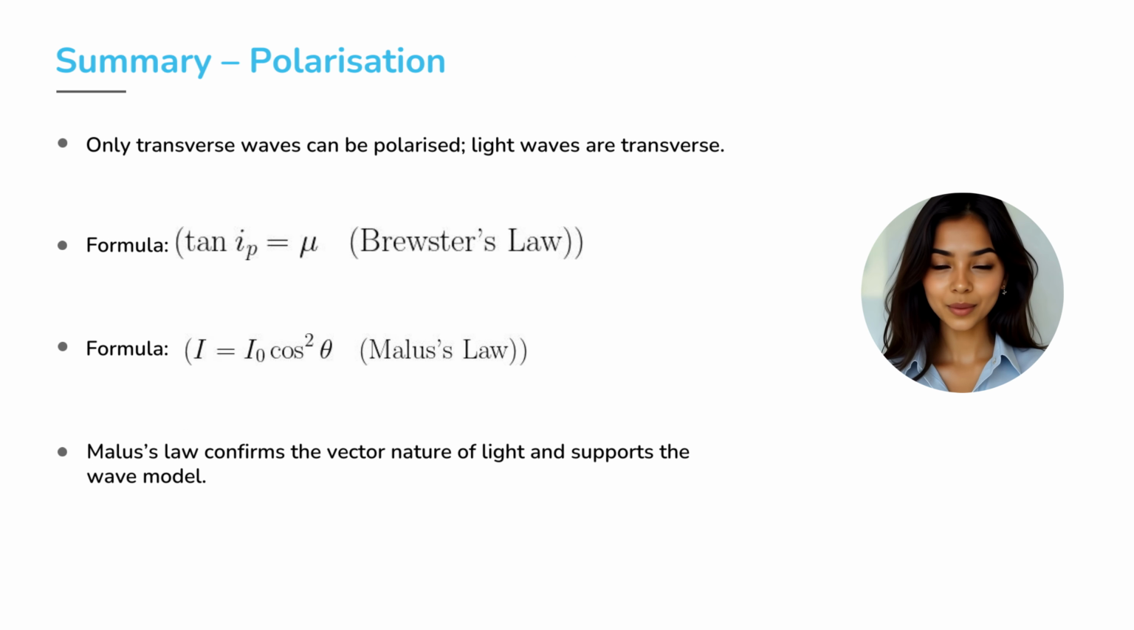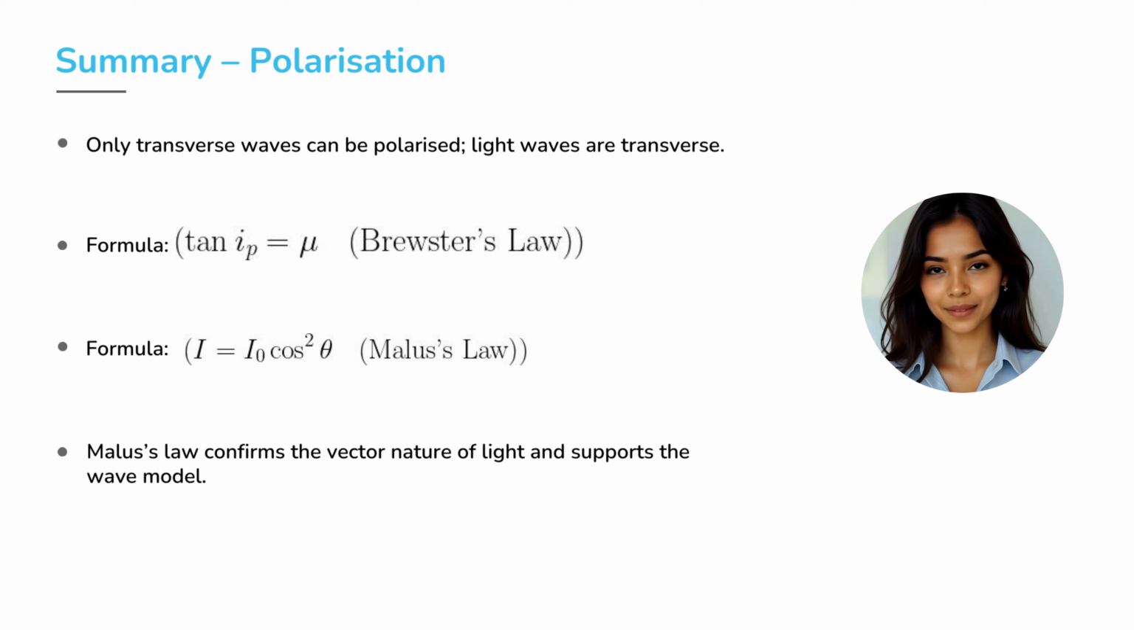To wrap up, remember these key points about polarization. Only transverse waves like light can be polarized because their vibrations are perpendicular to travel direction. Brewster's law connects the Brewster angle's tangent to the refractive index, helping us find just the right angle for full polarization on reflection. Malus's law tells how light intensity changes with the angle of a second polarizer, confirming light's vector and wave nature.